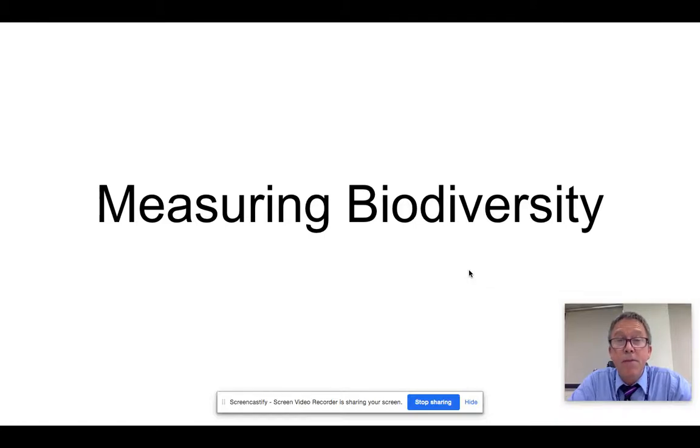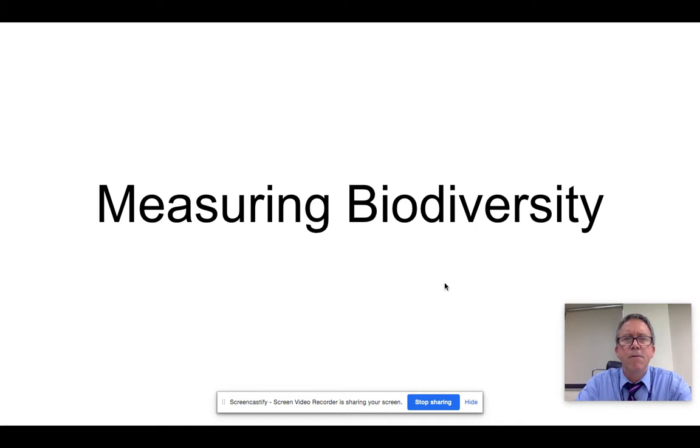Okay, we've talked a bit about biodiversity, and we've talked about how important it is and how some biomes have more of it than others. For instance, we've said a rainforest biome has very high biodiversity, and a desert biome has very low biodiversity. But how exactly do we put numbers on that? That's what we want to look at today.